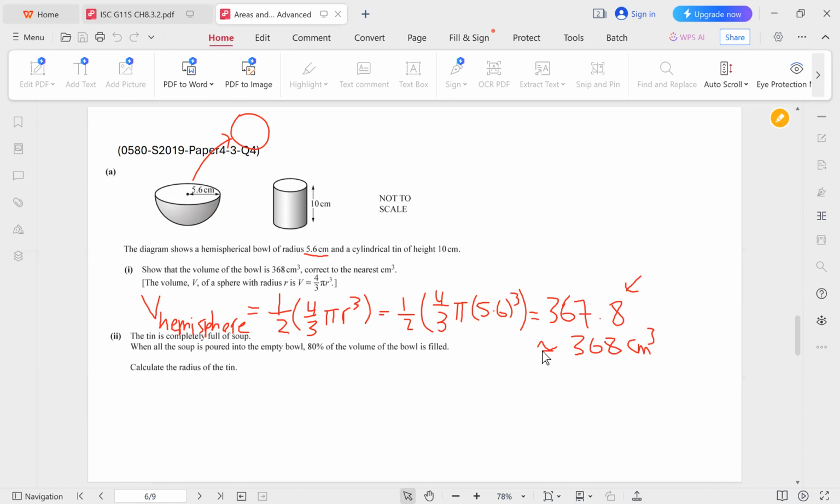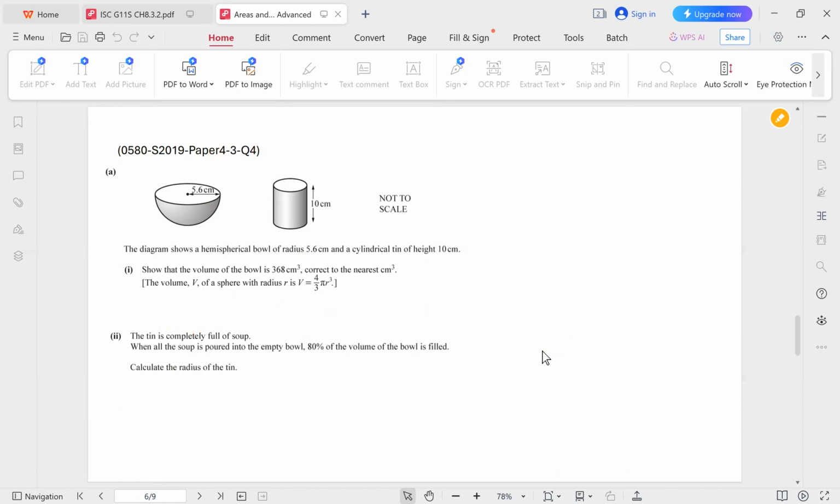For double I, they say the tin is completely full of soup. When all the soup is poured into the empty bowl, 80% of the volume of the bowl is filled. Calculate the radius of the tin. So this is a nice problem showing an example where you go from one container to the other and they don't exactly match. One of them is 80% of the other. So let's just take it one part at a time.